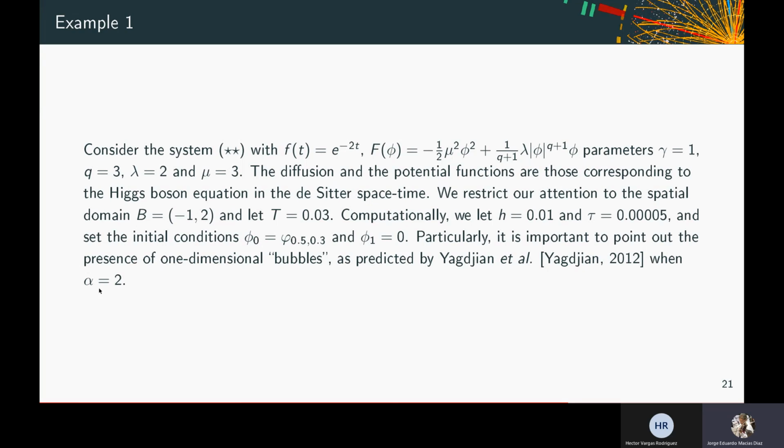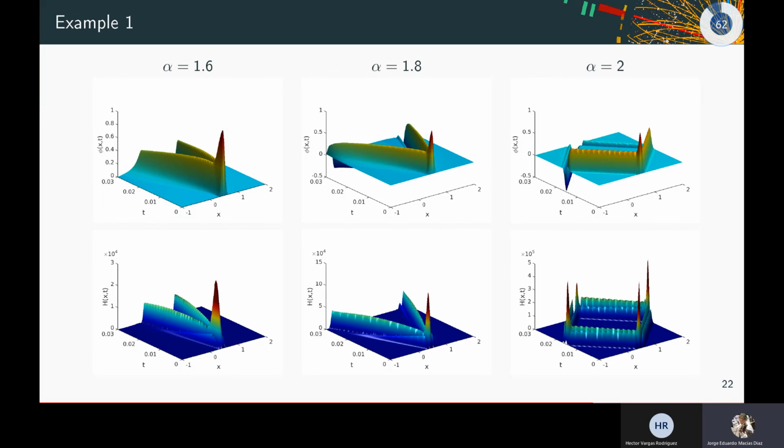We must point out here again that the presence of one-dimensional bubbles has been predicted in the literature previously when alpha is equal to 2. That's in the non-fractional case. So these are some solutions. This is the evolution of some bubble. This is space and this is time for various values of alpha: 1.6, 1.8, and 2. These are the evolutions of the bubbles, and in this case, these are the Hamiltonians. The solutions are in the first row, the Hamiltonians in the second row.